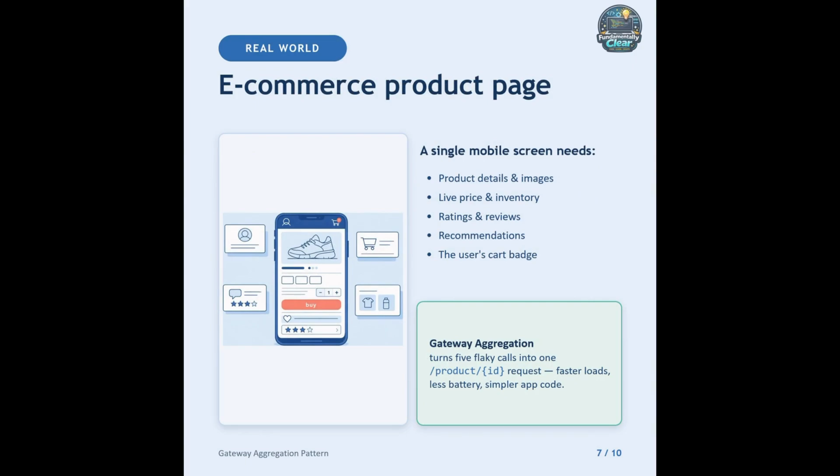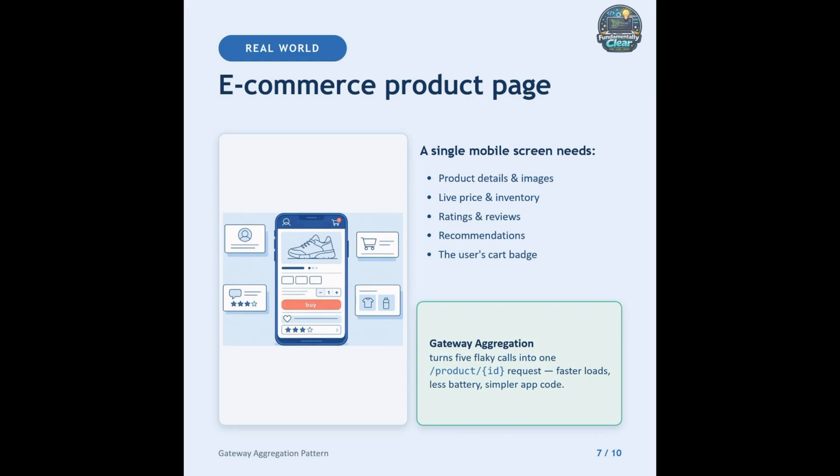Let's bring this to life. Think of any major e-commerce app: Amazon, Flipkart, Myntra. When you open a product page on your phone, what does that screen need? Product details and images, live price and inventory, ratings and reviews, recommendations, and your cart badge showing how many items you have. That's five separate pieces of data from five different services.